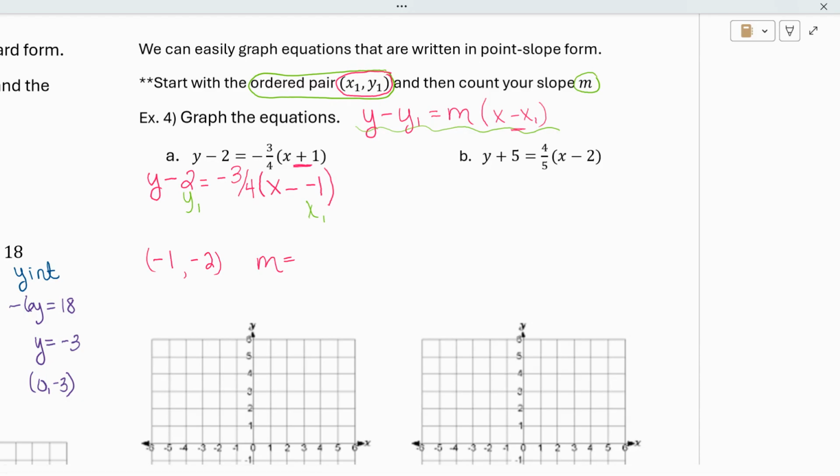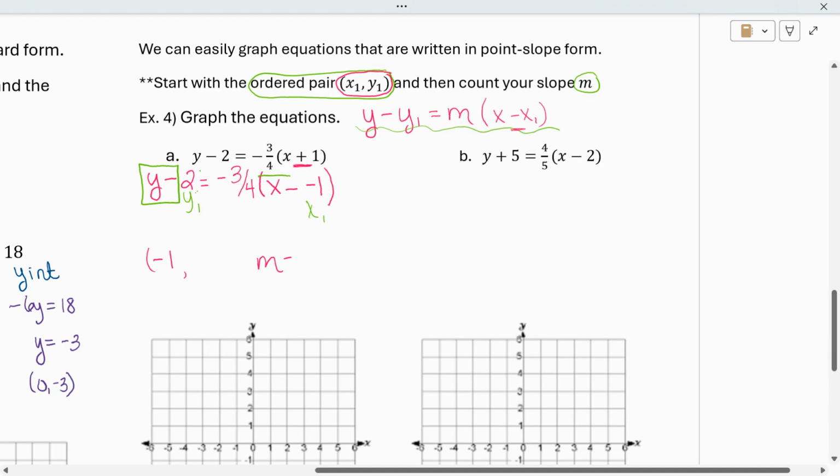What is my slope? Hang on a second. It's not -1, -2. I need to stop. So the equation is written as y minus the y sub 1 coordinate and x minus the x sub 1 coordinate. So what is y sub 1 really? It's a +2. Okay. And my slope is -3/4.